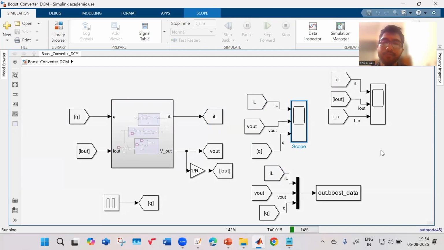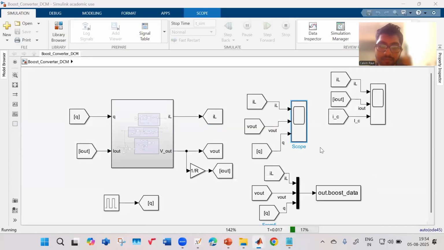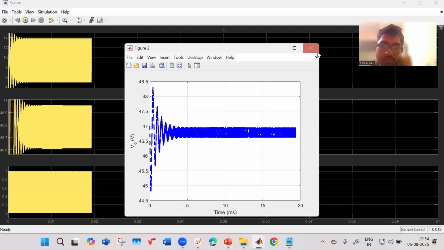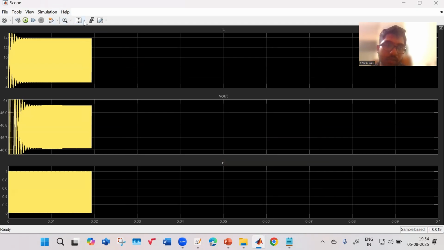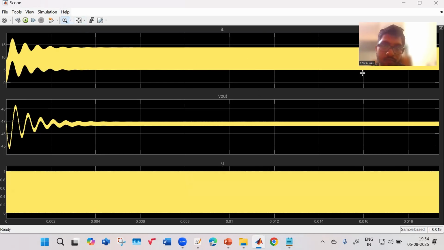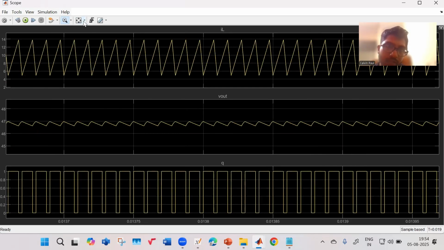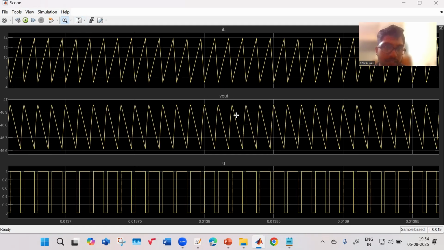It is running. Let us see the waveform. This is a MATLAB plot. So this is my inductor current, output voltage, gate signal. You can see the output is around 48 volt. There is some drop because of the parasitic resistances, etc., but it is around 46 to 48 volt approximately.